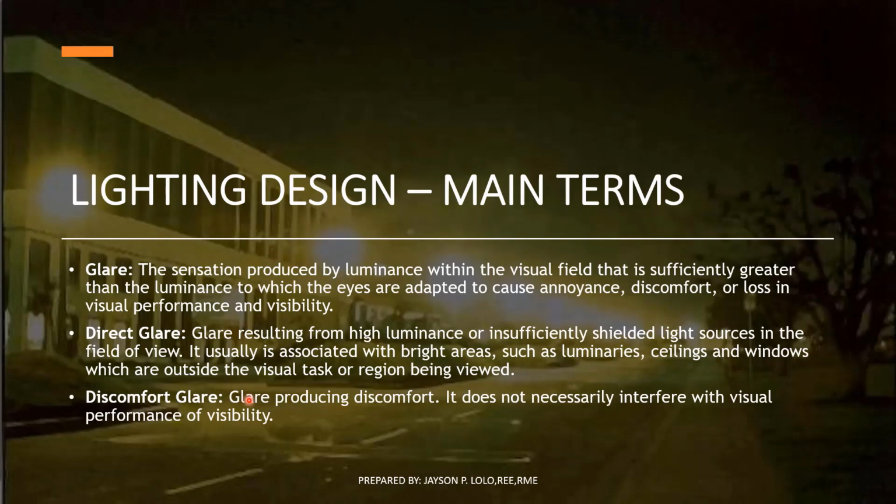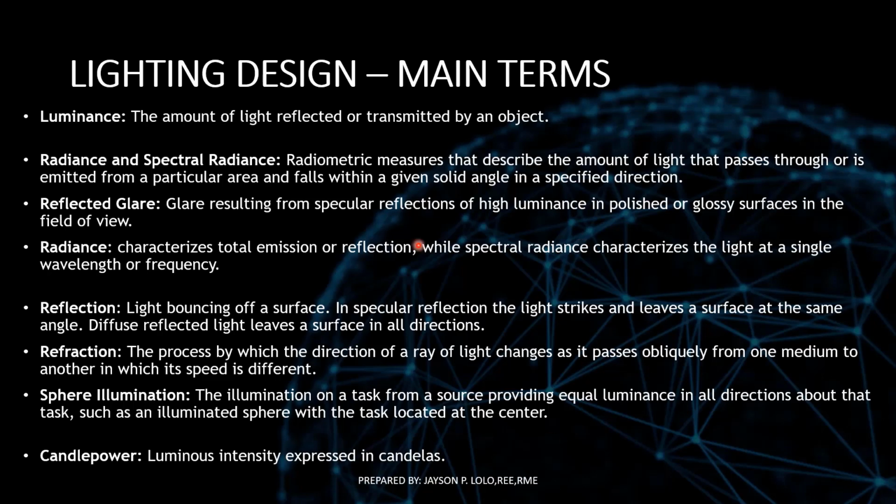So there are two glares. Number one is direct glare. Direct glare is usually associated with bright areas such as luminaires, ceilings, and windows, which are outside the visual task or region being viewed. But the discomfort glare, with the keyword producing discomfort, does not necessarily interfere with visual performance or visibility. Then there are the other terms.